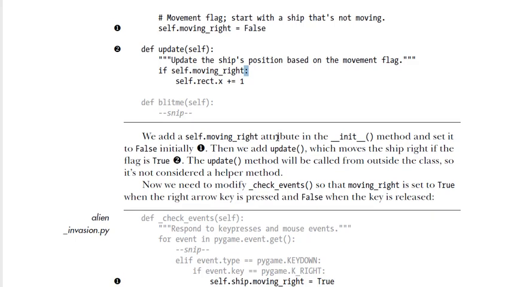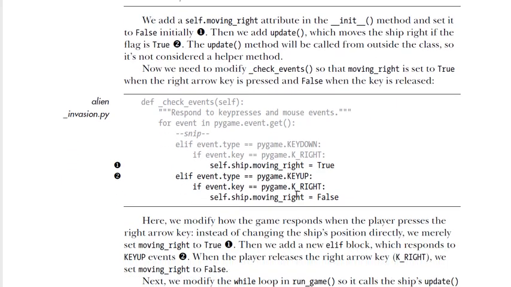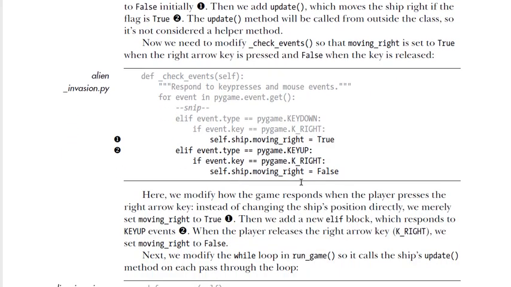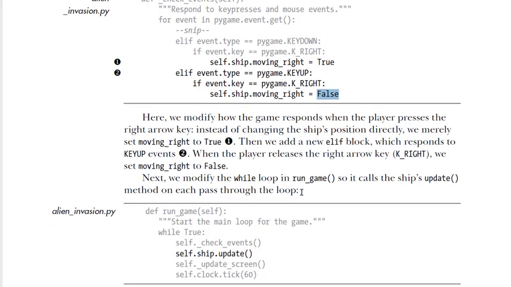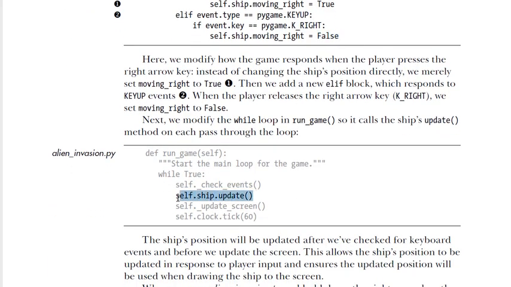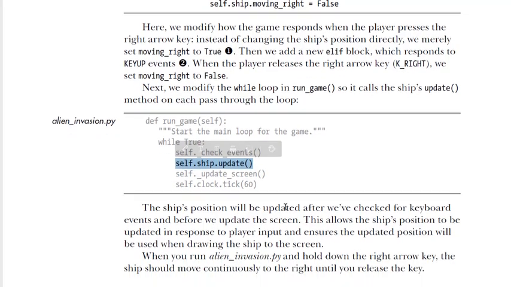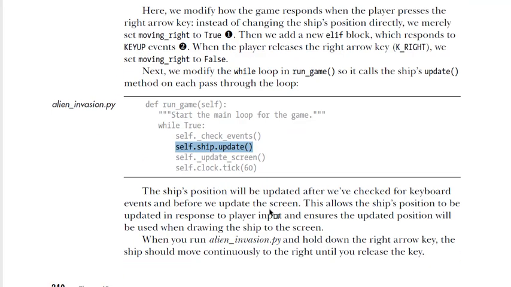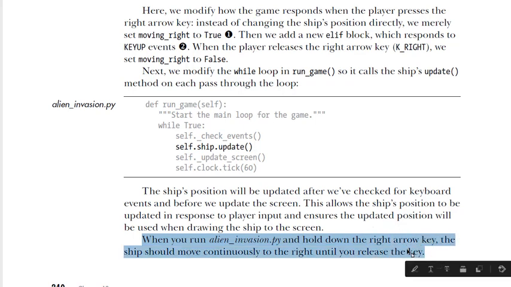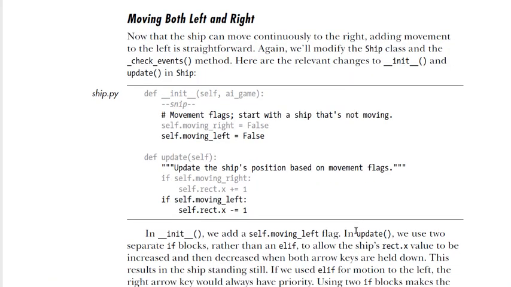Then we go back into check events. We added another elif that's going to be working with the key up response. In this case we're going to set moving right to false. Then it goes into run game. It looks at the ship file, so self.ship, this is referring to the ship.py file and the update function within that. Then when you run Alien Invasion, hold down the right key. The ship should move continuously to the right until you release the key. So that's your functionality that will happen next.